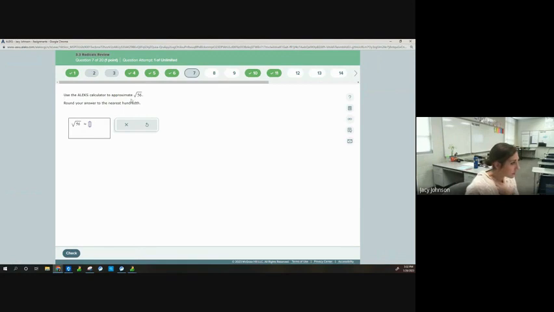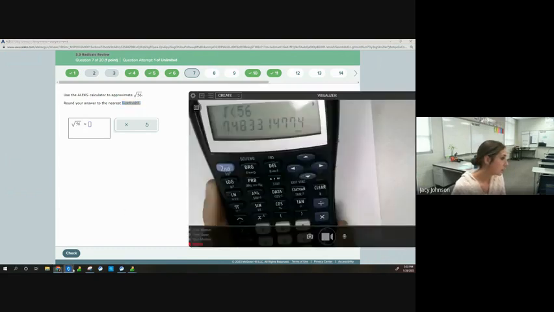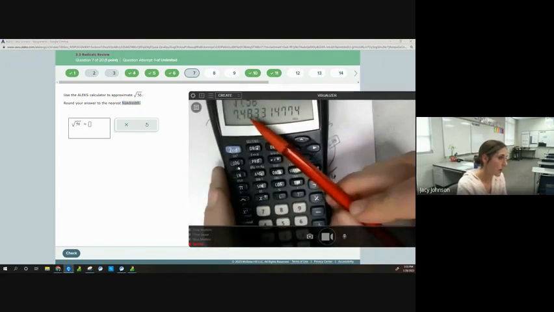There are some problems that are going to ask you to approximate. So this one is one that I'm going to type into my calculator. So square root of 56, and it said round to the nearest hundredth. Make sure you feel comfortable with how many decimal places a hundredth is. The way I remember it is 100 has 2 zeros, so hundredth means I'm going to go 2 decimal places after. So if I type it into my calculator, I get 7.4833.